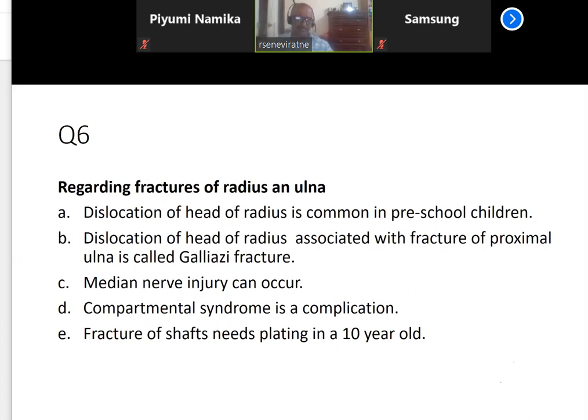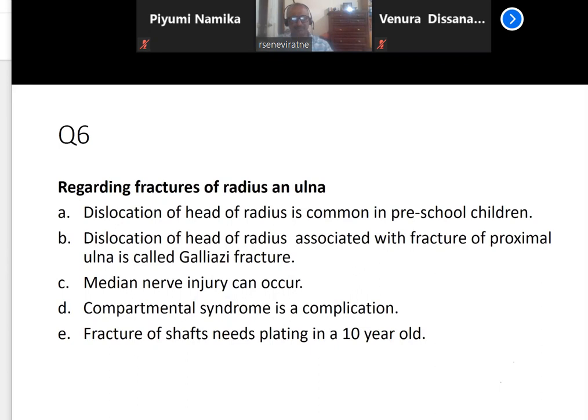Compartment syndrome is a complication. True. Compartment syndrome, when you talk about it, we always think of lower leg, but it can happen in the thigh, upper arm, forearm, anywhere, and abdomen.